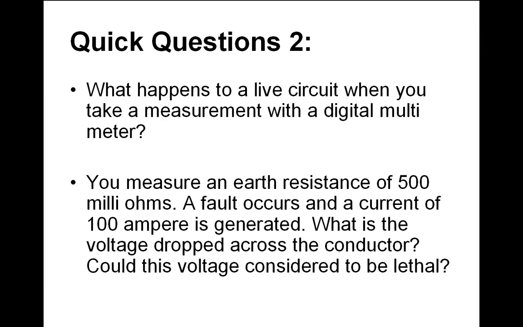You measure an earth resistance of 500 milliohms, a fault occurs, and a current of 100 amperes is generated. What is the voltage dropped across the conductor? Could this voltage be considered to be lethal? So just see whether you can figure it out. It's not that hard. Just a little bit of mental arithmetic, and you've got it.